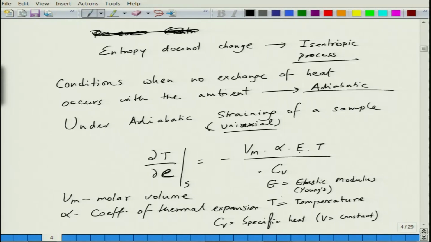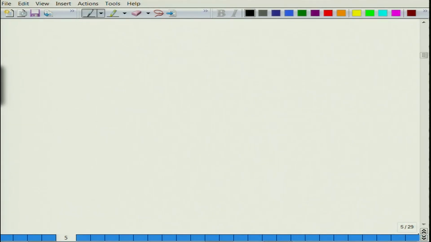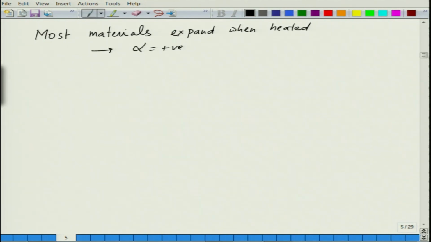So, let us say Vm is constant, E is constant, T is some fixed temperature, and Cv is going to be a finite value. Then depending upon the value of alpha, there will be a change in temperature of the sample, either plus or minus. So, most materials expand when heated, right. Which means basically alpha is positive.